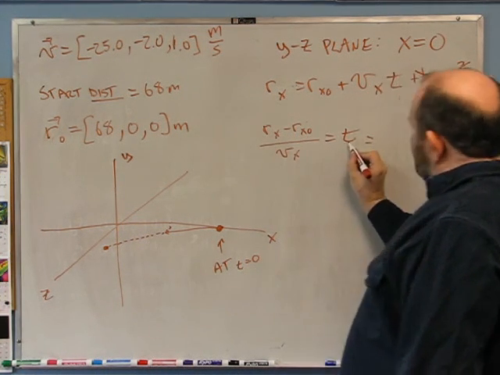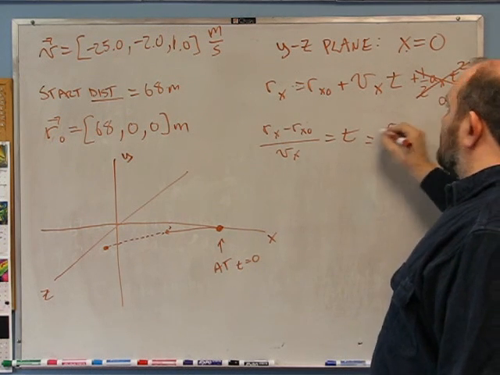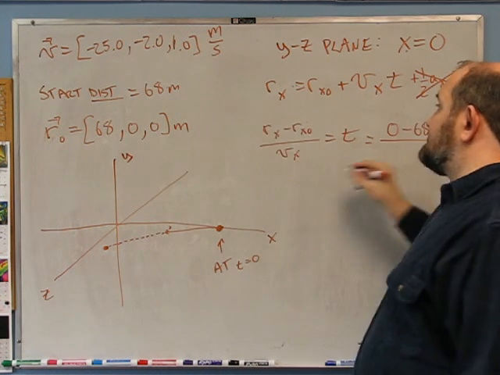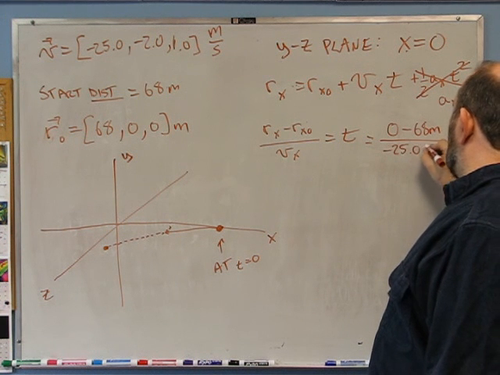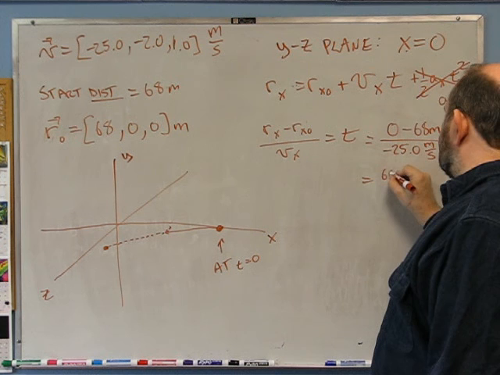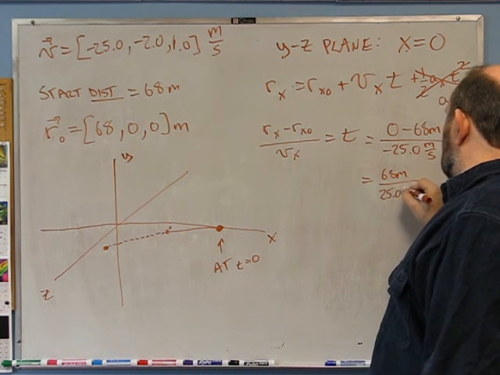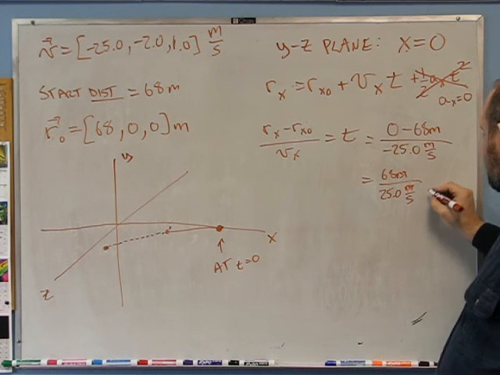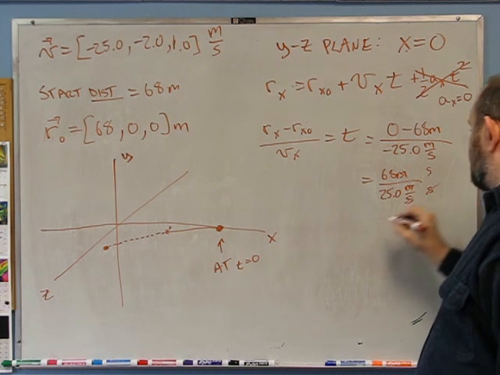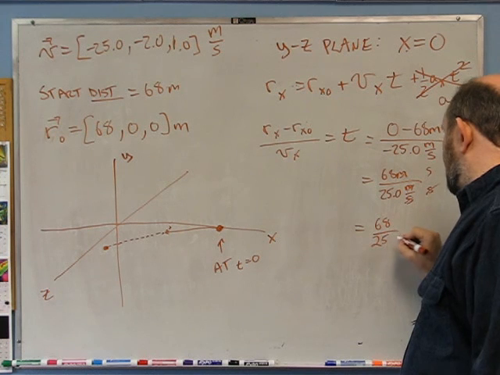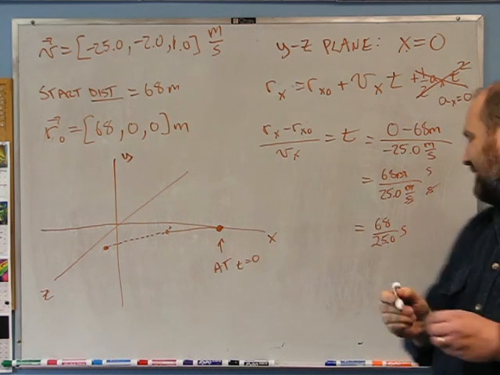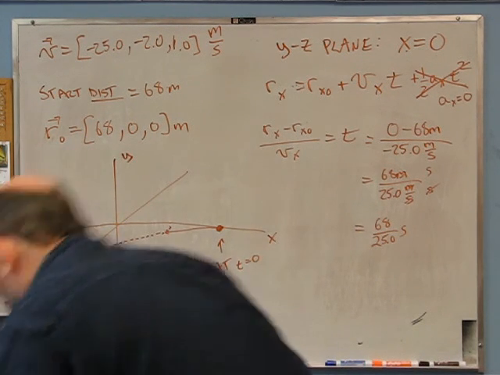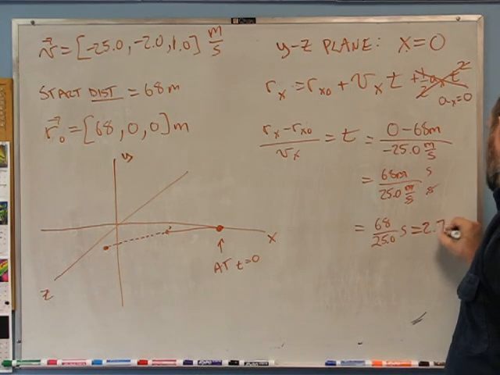R sub X is what? Well, at the time we care about, X is zero. So that's zero minus R sub X zero, which is 68 meters, divided by V sub X, which is minus 25.0 meters per second. So that's 68 meters divided by 25.0 meters per second. The meters cancel, I have one over seconds, so I could multiply the top and the bottom by seconds. I'll get 68 over 25.0 seconds. Technically I could stop there, but I'm going to actually calculate it, and I get 2.72 seconds.